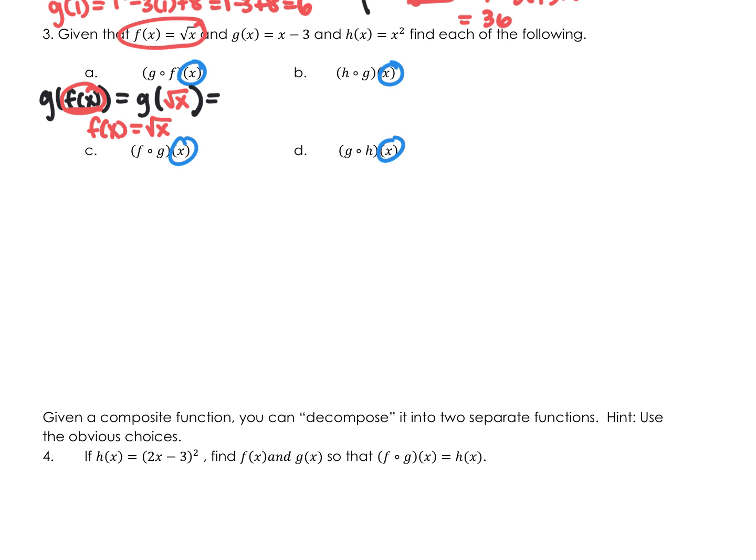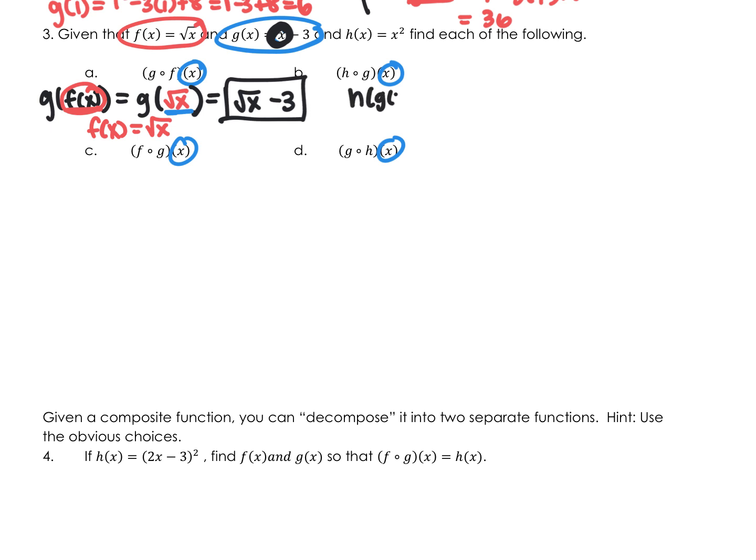And now to find this, we need to take our g equation, and wherever there's an x, we're going to put the square root of x in there. So we'll start copying it down. Well, the first thing we have is x, so we're going to replace that with the square root of x. And then we have a minus 3, but that's outside the radical, right? Because you're just putting the radical x in this part. So then minus 3 is outside the radical. And so that is our answer.